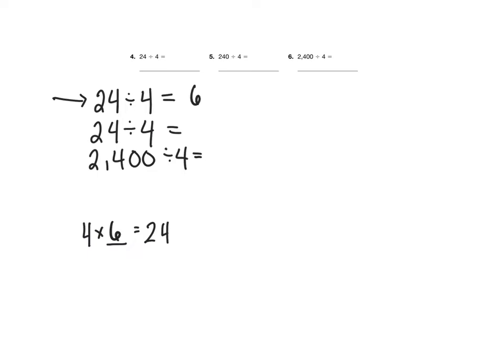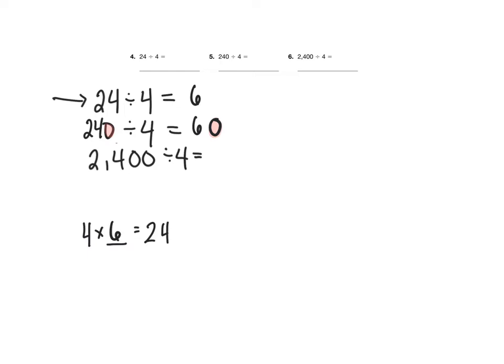That means, whoops, I didn't write this next one correctly. That means that 240 divided by 4, we've got to match up our number of zeros now. How many zeros do I have here? Just 1 zero in my dividend. So that means I must also have 1 zero in my quotient. So 240 divided by 4 is 60.